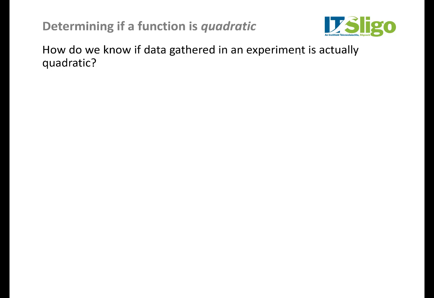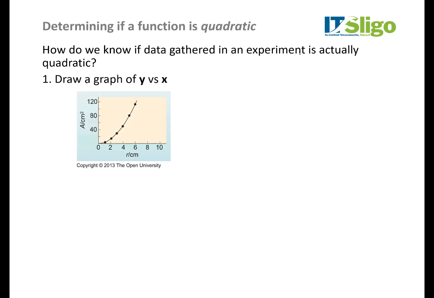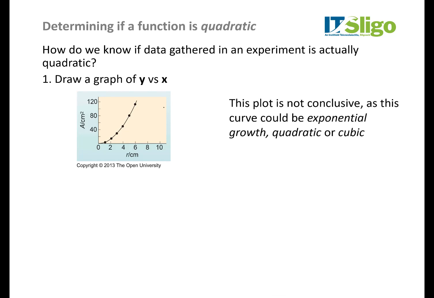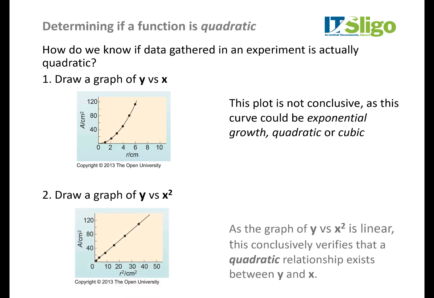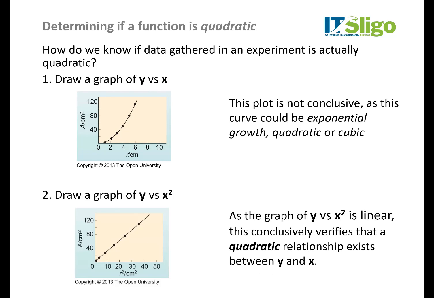How do we know if our data is quadratic? Well, we could plot y versus x, and this is what I was saying, but this graph is not conclusive. Could be cubic, could be exponential growth, or it could be quadratic. How do we definitively determine which of those it is? Well, we plot y versus x squared, exactly as I just described. And if we get a straight line, that conclusively verifies a quadratic relationship exists between y and x.